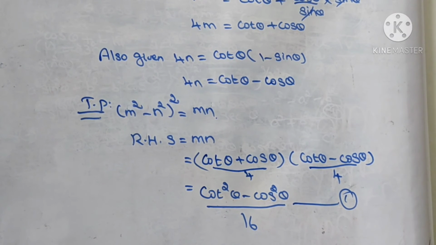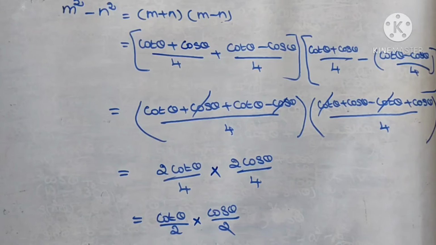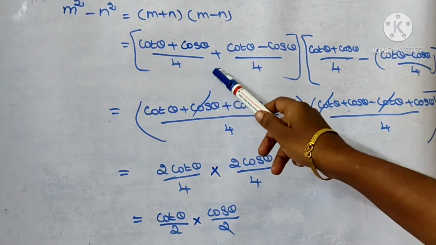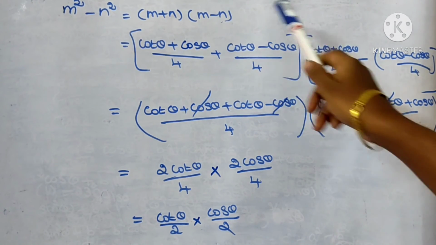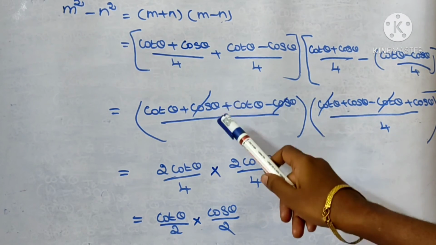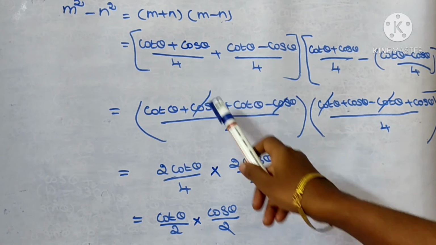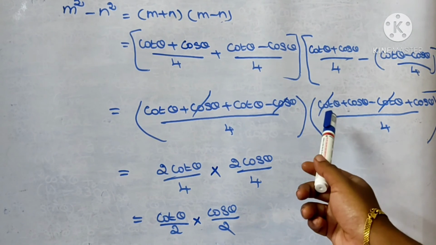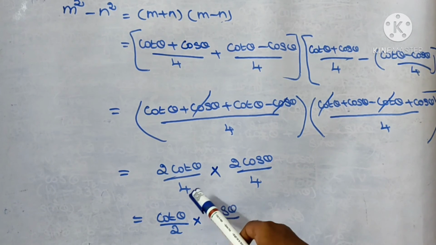Then you simplify the left hand side value. On the left hand side, first consider the term m square minus n square. First you calculate m square minus n square. We know the formula m plus n into m minus n. Substitute m and n values. Here also substitute m minus n. Substitute those values. So find the LCM. The denominators are the same, so we add the numerators. If you add the numerators, cos theta and minus cos theta cancel. We get 2 cot theta by 4.